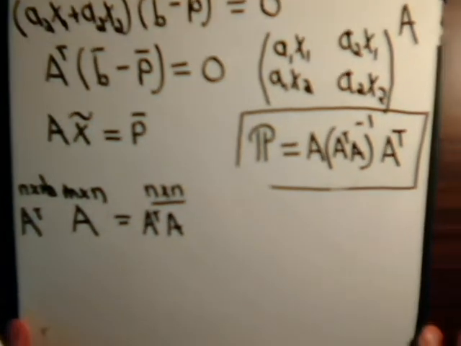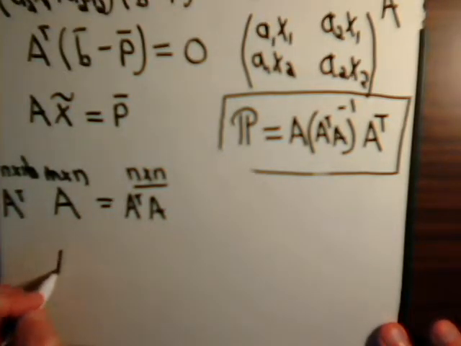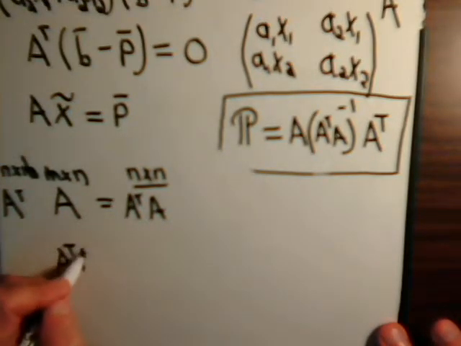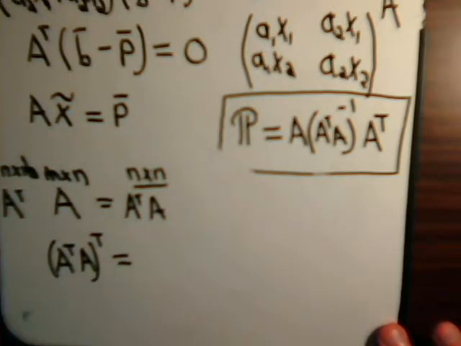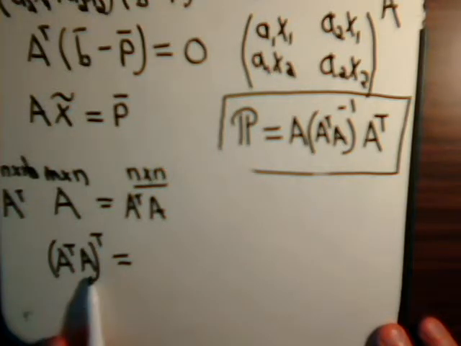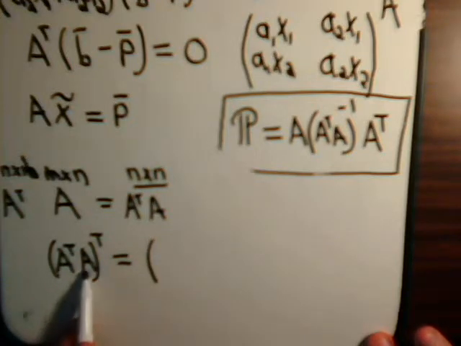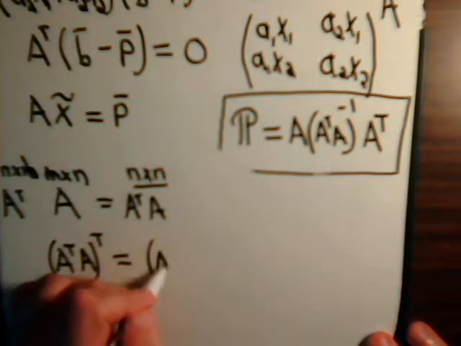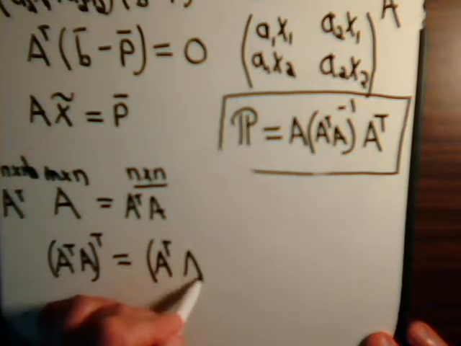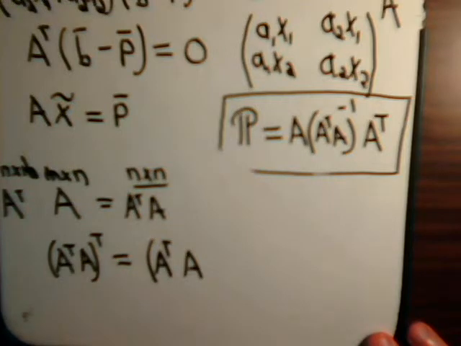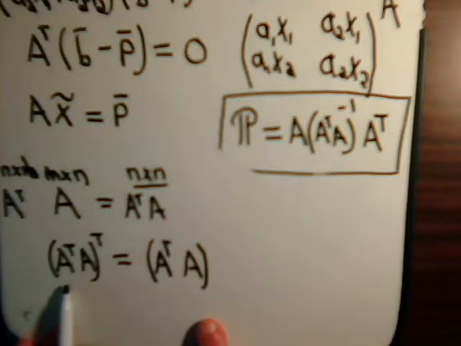If we take the transpose of this, how do we do that? We take transposes and we also reverse the order of multiplication. So this belongs on the left with the transpose. This belongs on the right with the transpose. But A transpose transpose is just A. So this is a symmetrical matrix. It's equal to its transpose.